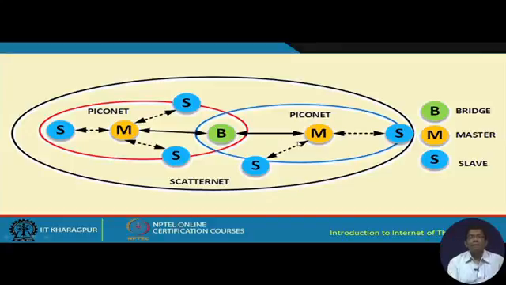And here, as you can see, we have distinct masters in each of these piconets. It is not like the same master. In fact, what we could have had is this bridge, which is a slave for this piconet, would have also been configured in such a way that it would act as a master for this piconet. This is also possible.